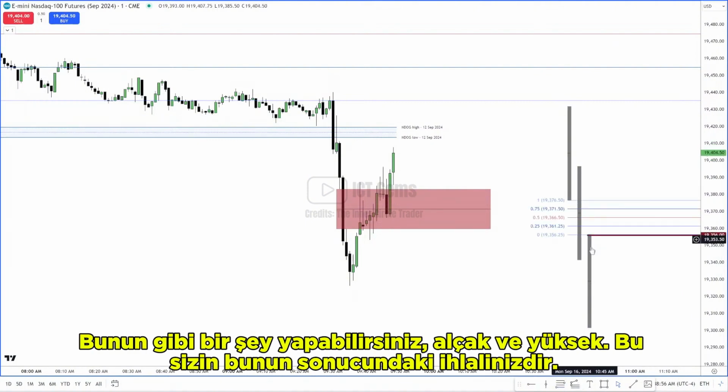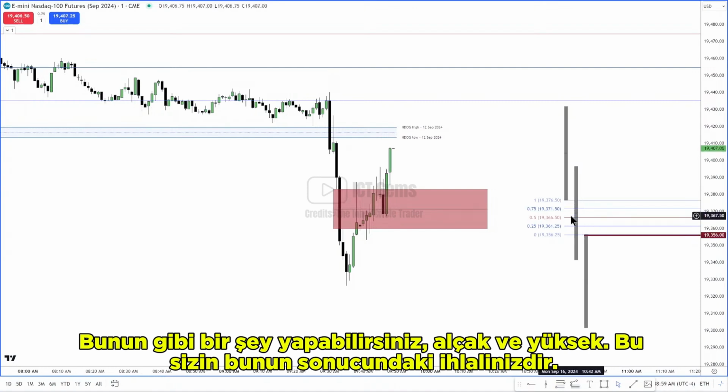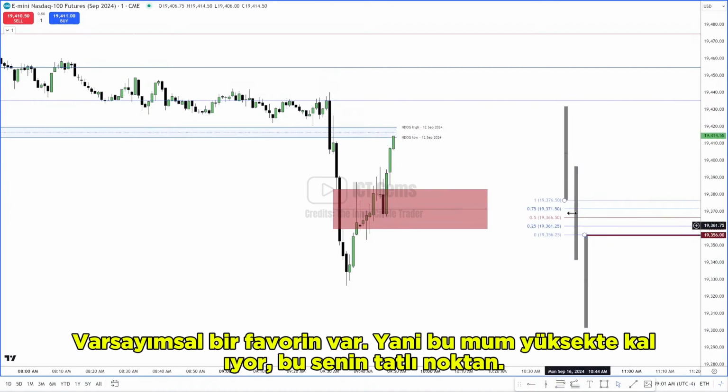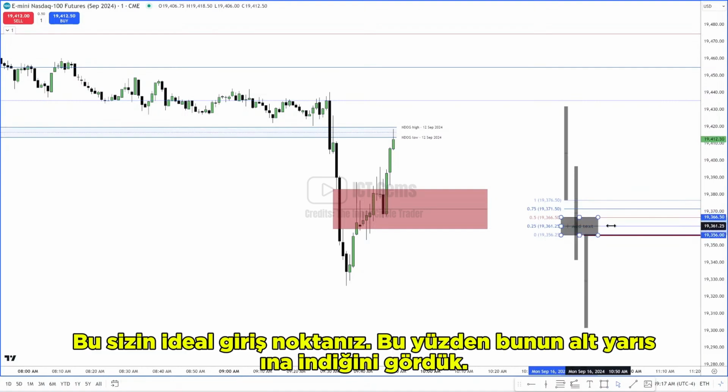Now, you can do something like this. The low and the high, that is your consequent encroachment of this hypothetical fair value gap. So this to this candlestick's high, that's your sweet spot. This is your ideal entry point.